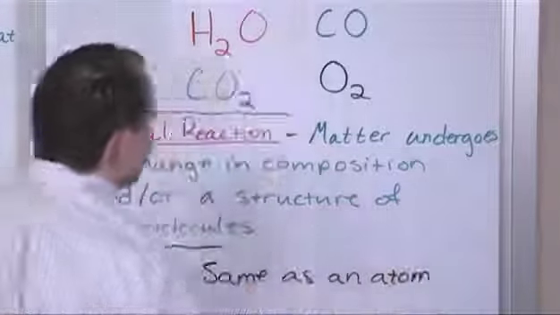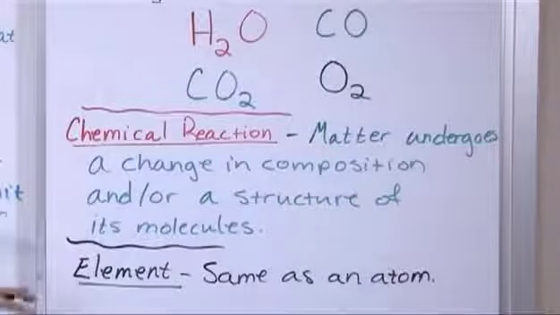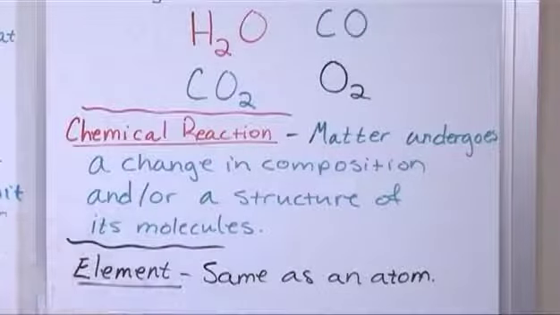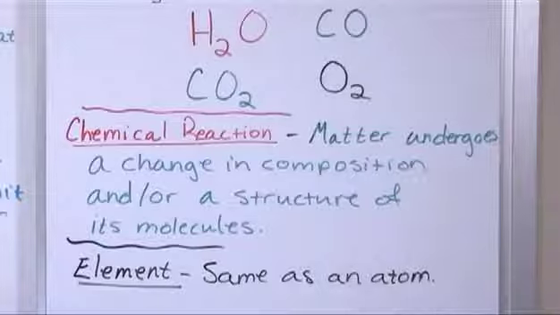All the periodic table of the elements, that's what we call it, the periodic table of the elements. They're all just different atoms with different numbers of protons and neutrons and electrons. We'll talk about all that stuff later.